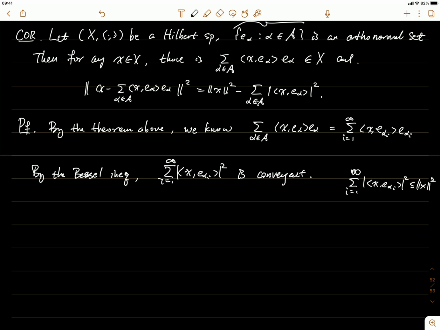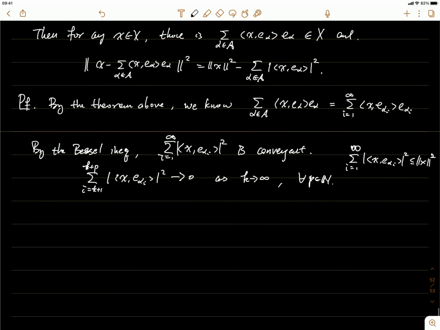Okay, so it's convergent. Well, it is convergent means that if I look at any k, I just look at the partial sum from k plus 1 to k plus p, then it doesn't matter what this p is. As k goes to infinity, I know that this will be approaching 0, right? As k goes to infinity. And it doesn't matter what the p is, as I said. p is any integer.